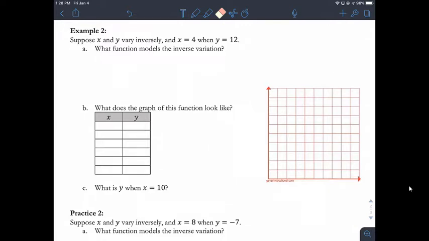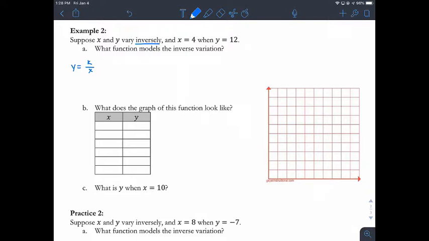All right, example 2. Suppose x and y vary inversely and x equals 4 when y equals 12. We want to know what function models the inverse variation, first off. So we know that x and y vary inversely. So using the equation from above, we can say that y is equal to k divided by x.